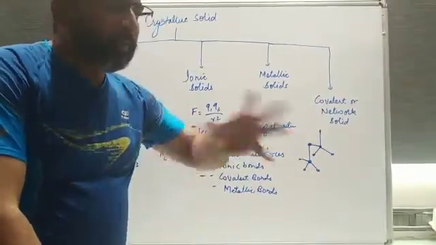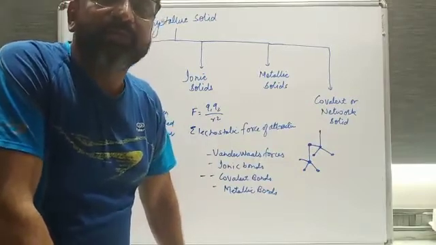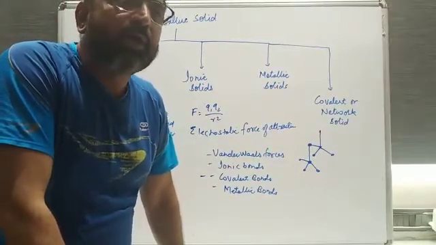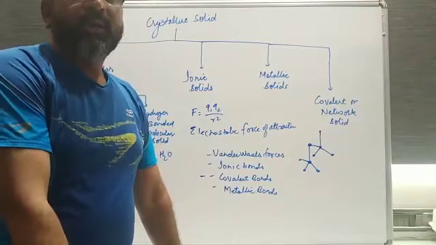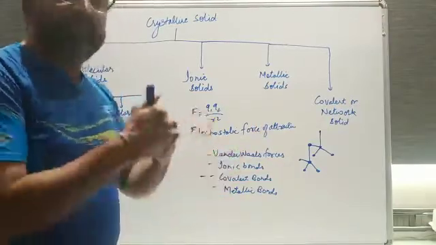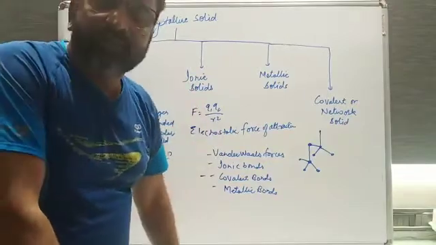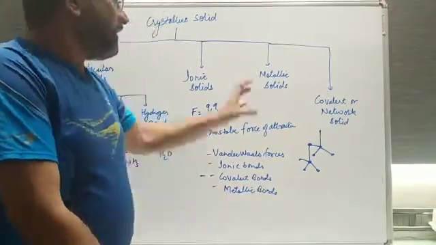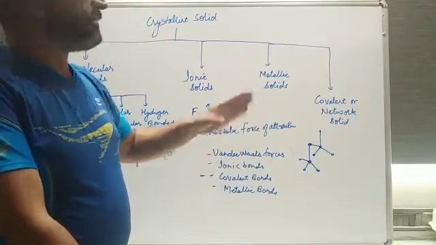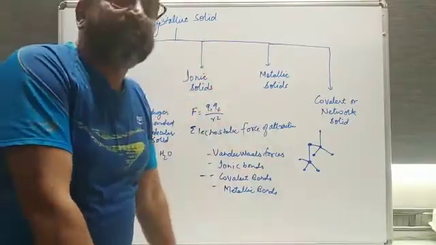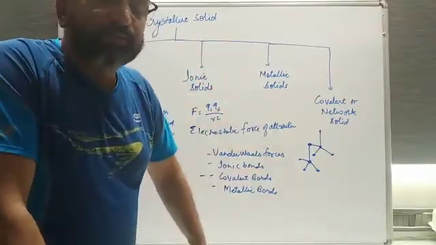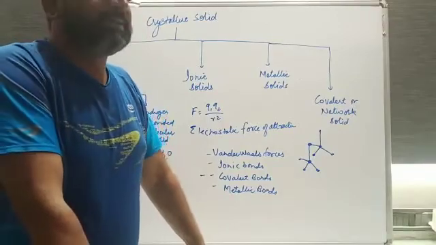Due to this, a force of attraction is generated, and that is called the metallic force of attraction, or the bond is called a metallic bond. This metallic bond is responsible for keeping all these atoms closer to each other, and giving out a certain type of geometry. Is it clear? This geometry will be there in the crystals, and that's why it is called a metallic crystalline solid.